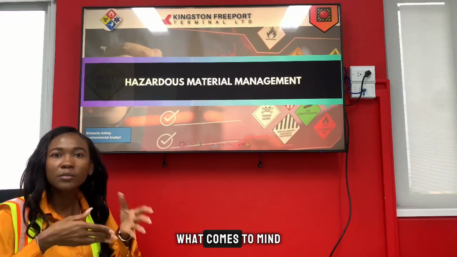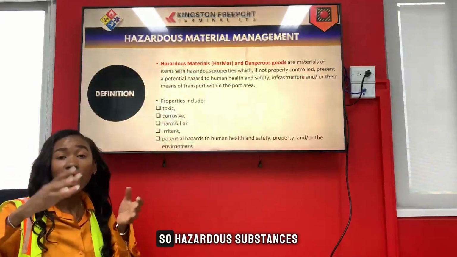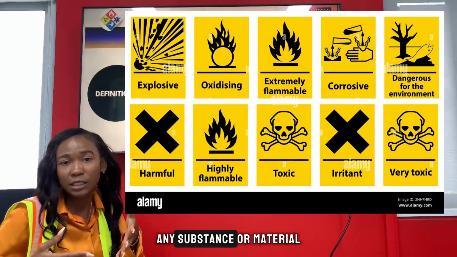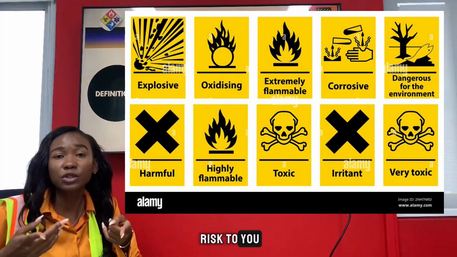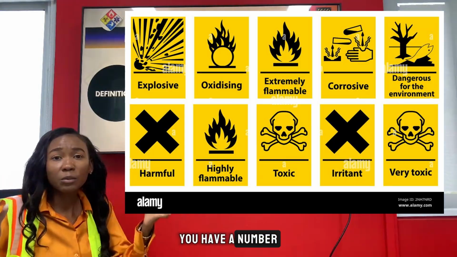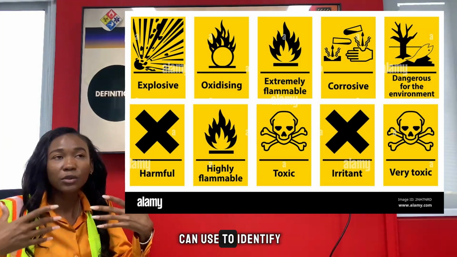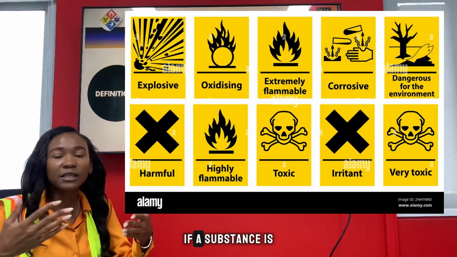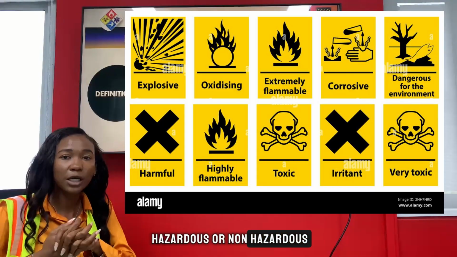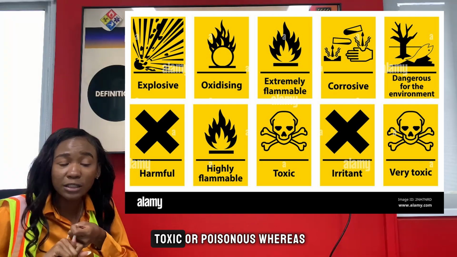When you hear about hazardous material, what comes to mind? A hazardous substance is any substance or material that can pose a risk to you or to the environment. You have a number of traits that you can use to identify more quickly if a substance is hazardous or non-hazardous. So, is a substance toxic or poisonous?